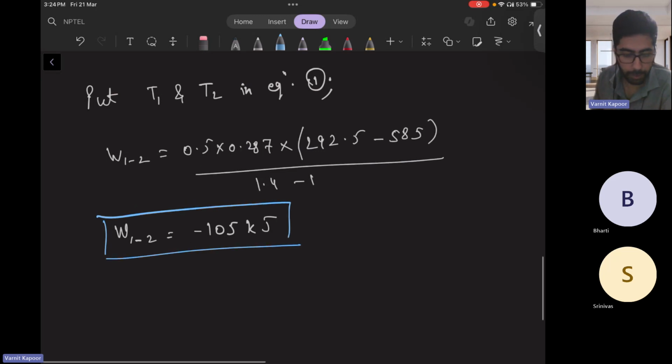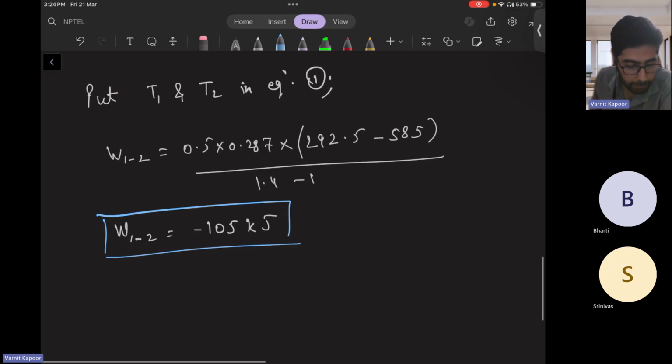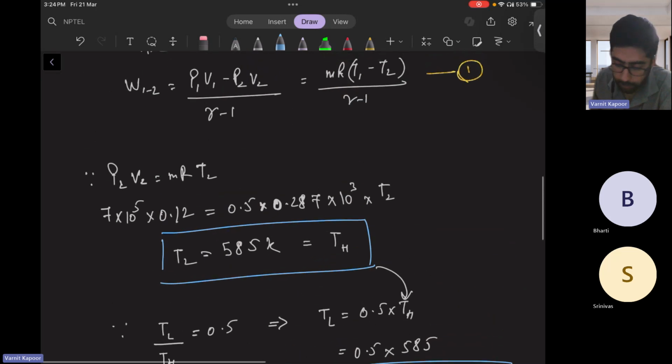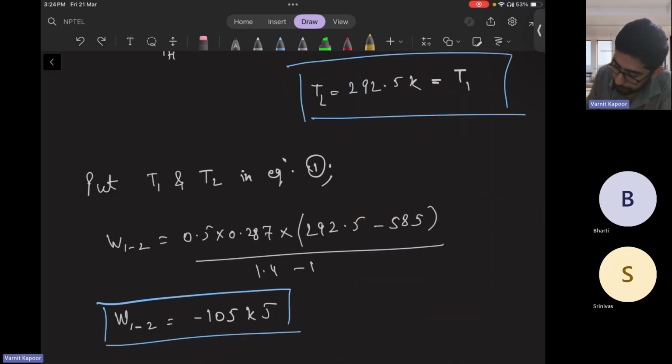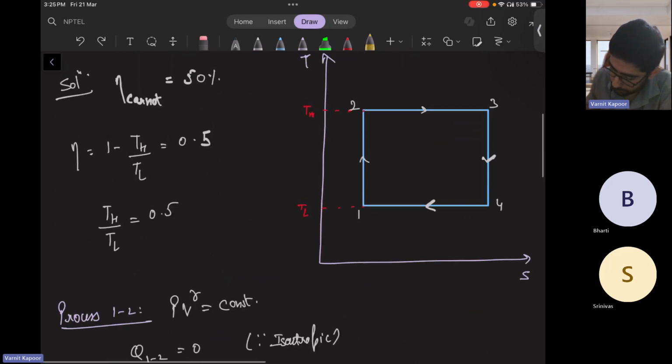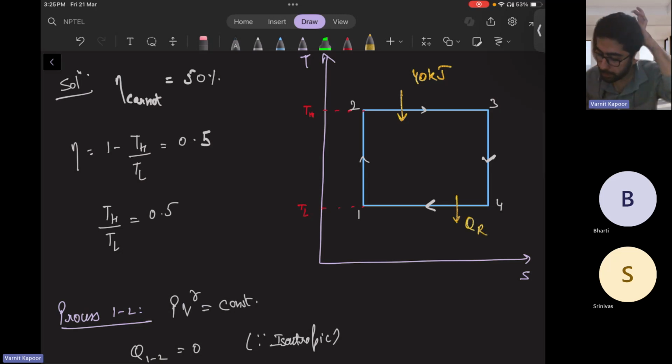It's also said that heat is supplied at 40 kilojoule during isothermal expansion. So heat has been supplied of 40 kilojoule. We don't know what is heat rejected.